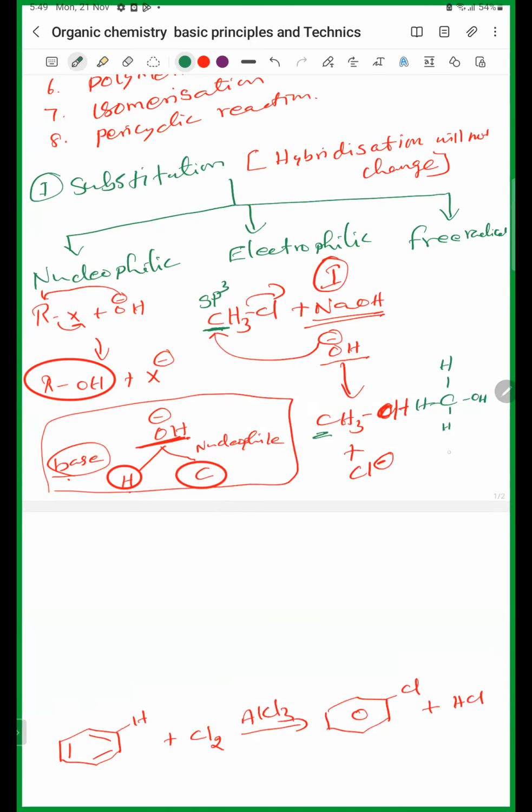What is the hybridization of this carbon? Sir, sp3. Look here, the starting material is sp3 and the product is also sp3. During the substitution reaction, the chlorine is substituted by OH. That's all, so it won't change.